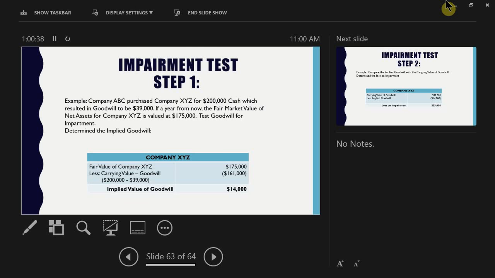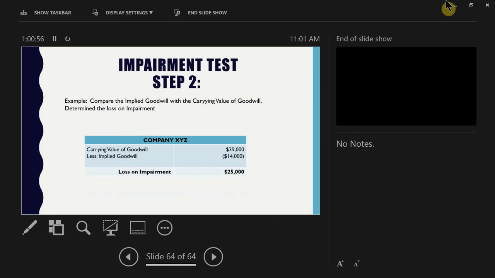So now, we're going to determine that the implied value of goodwill is now 14,000, right? You're going to find the difference between the 175 and the 161, okay? And once you figure this number out, then step 2 is you're now going to calculate whether goodwill has been impaired or not, okay?